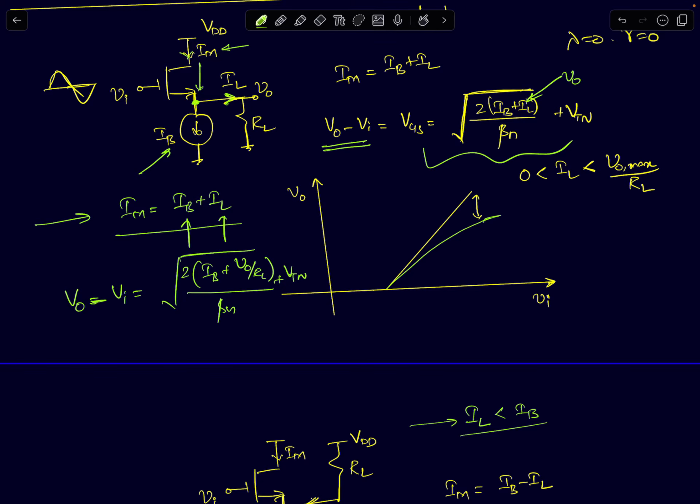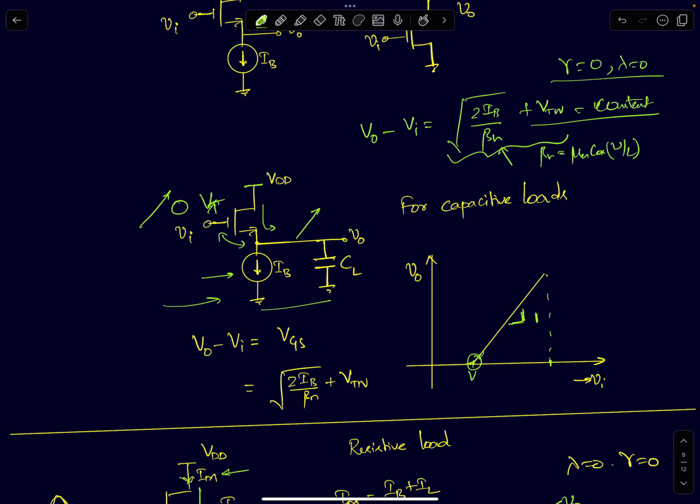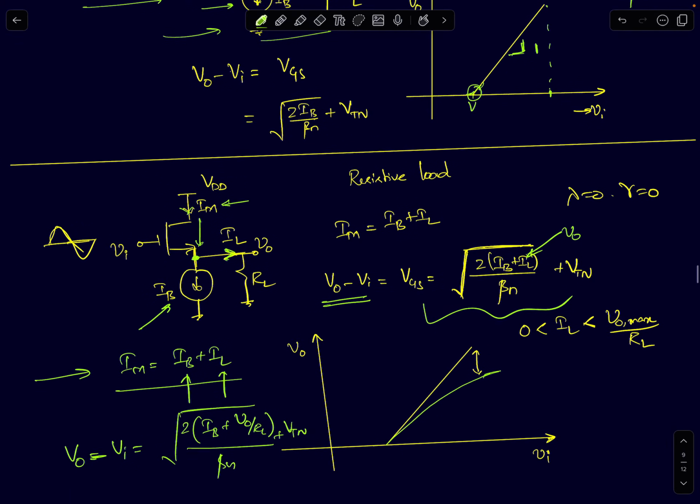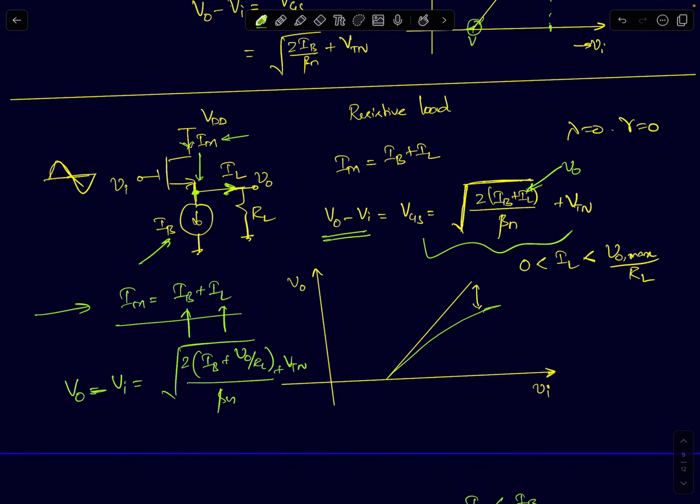In fact, even if I take a constant current source load, if I consider channel length modulation and body effect, you can immediately see that you will end up getting a nonlinear relationship because your VTN will depend upon the square root of V0 and all that. And you will have another multiplying factor which will be proportional to VDD minus V0. The drain current depends upon 1 plus lambda VDS. If you include that factor, you will get an additional source of nonlinearity. So I'm ignoring all of that here to simplify the problem, to show you what's happening in the circuit.